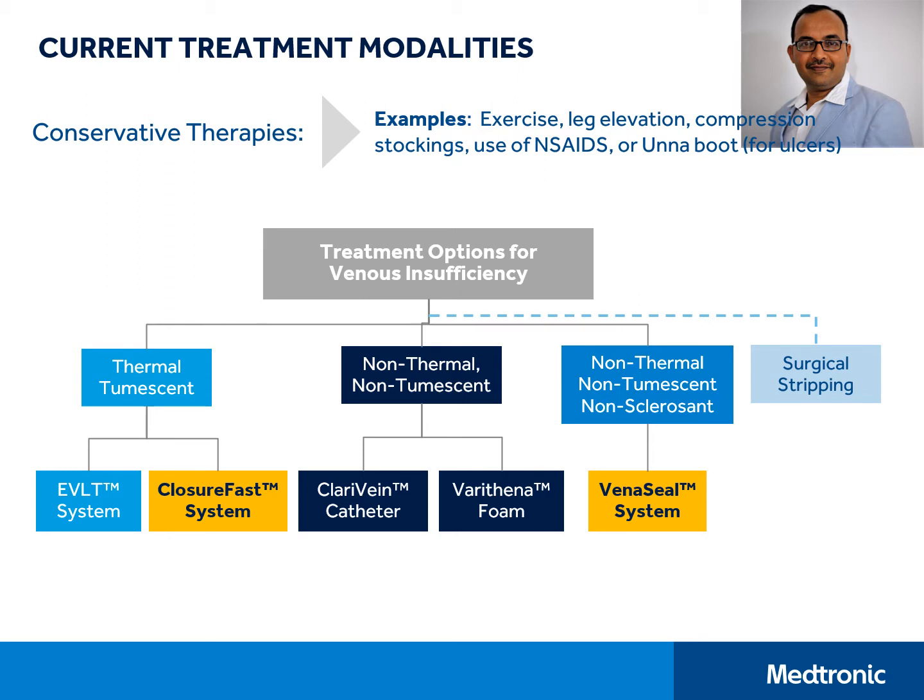Second one is chemical ablation. By injecting some chemical irritant, the intima of this varicose vein is destroyed. Foam sclerotherapy and MOCA are the treatments for chemical ablation. And third one, which is recently available in the Indian market, is varicose vein glue embolization. For that, Medtronic has come up with the VenaSeal system.